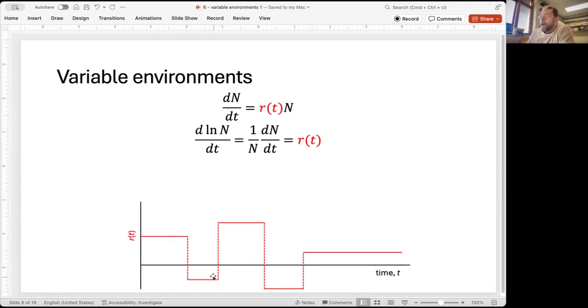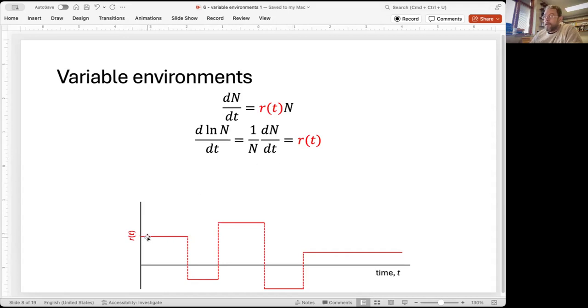Now this bottom graph is showing some fictitious graph of growth rate versus time. I just made it piecewise constant because it was easier to draw in PowerPoint, but it could be anything. It could be a periodic function. It could be a random function. It could be basically anything. This is going to be generally true.